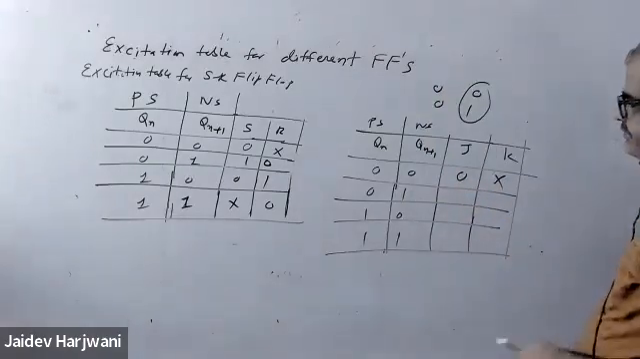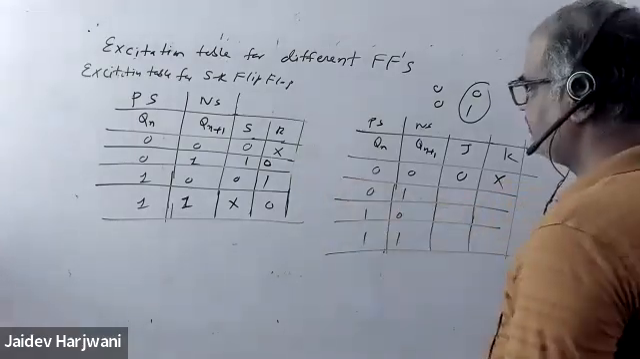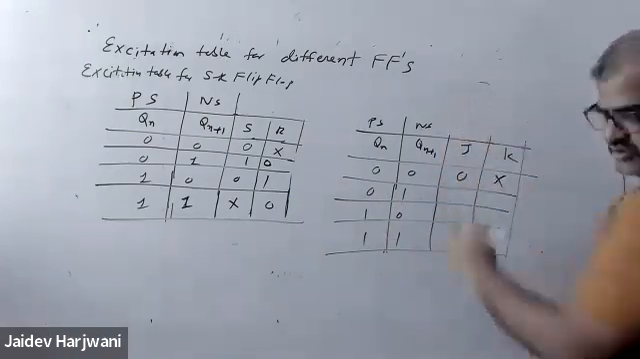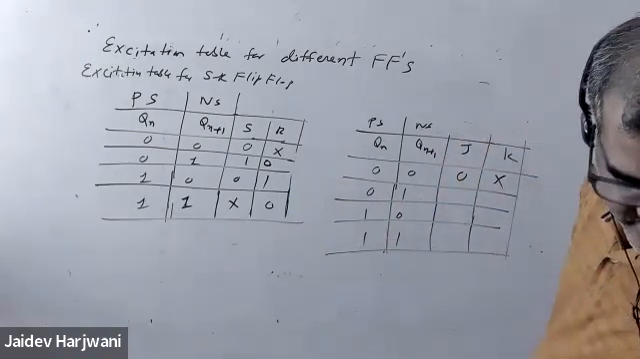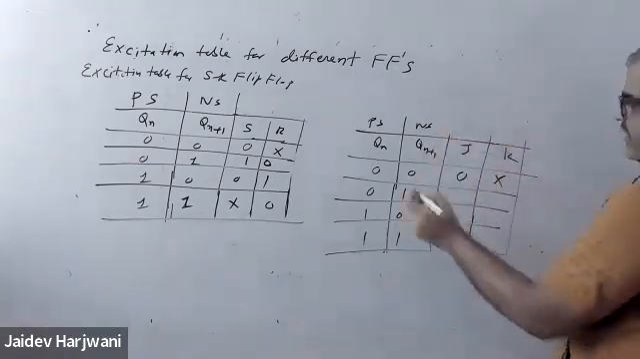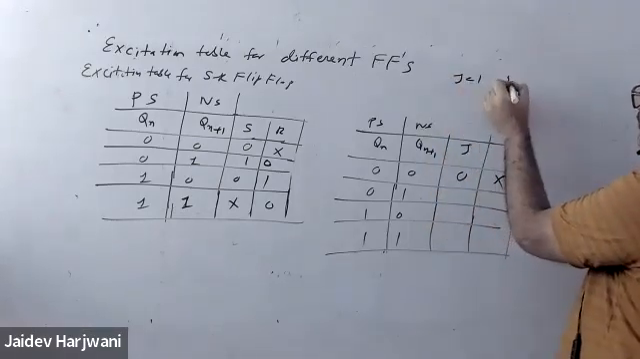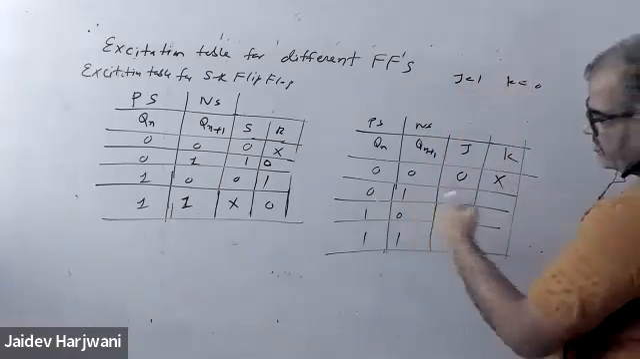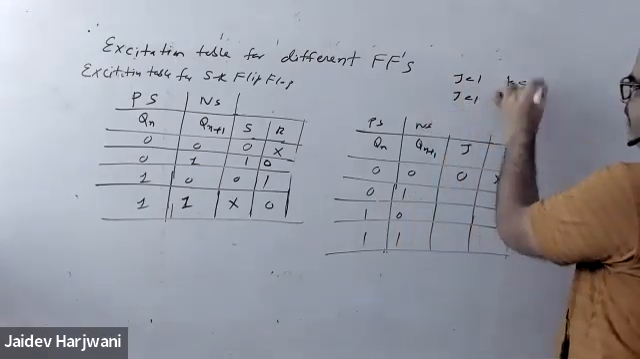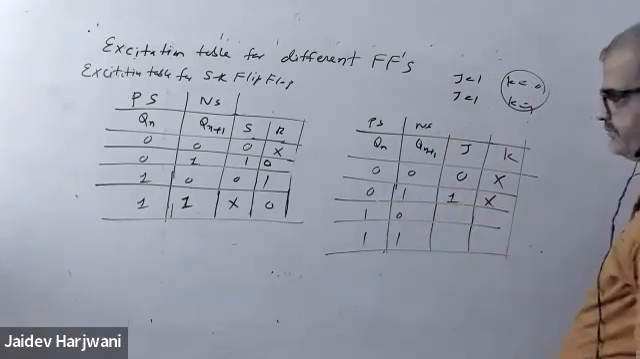Clear? Same thing, right? Now 01 is set condition. So I can write 0 to 1. So 0 to 1 happens in set condition, that is J equals 1, K equals 0, and 0 to 1 also happens for toggle condition, that is J equals 1, K equals 1. So you can put J equals 1 and K equals x.